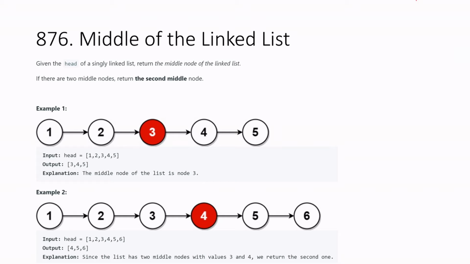As example 1 is showing, you have this 3 at index 3. That is the middle of the list, and that's why we are returning the output 3 4 5. Similarly, in example 2, the red mark 4 is the middle node, and that's why we are returning the output 4 5 6, because this is the middle of the list.